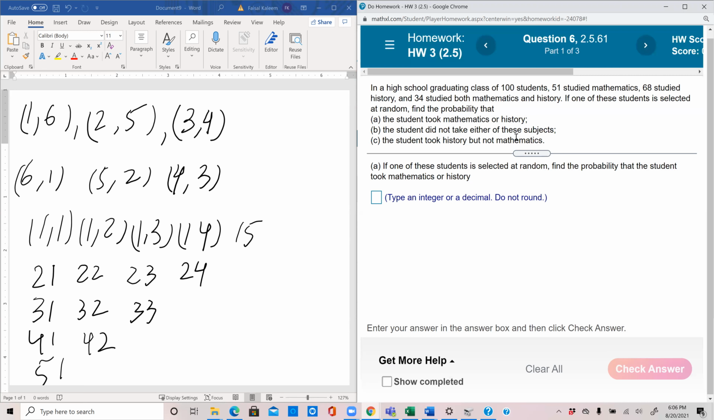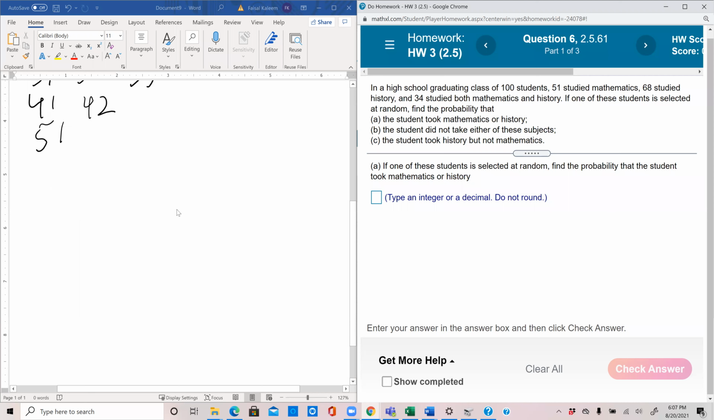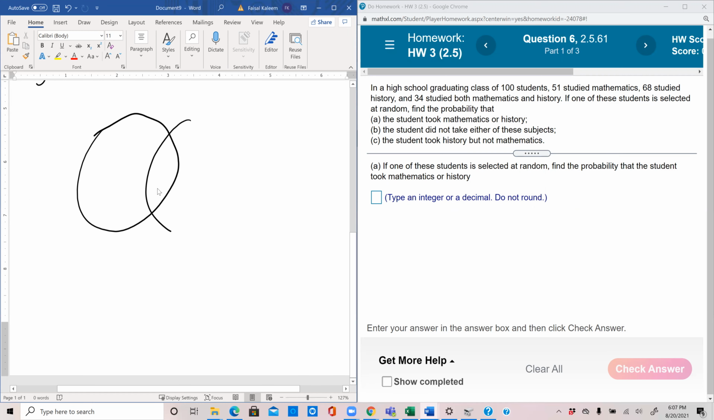In a high school graduating class of 100 students, 51 studied math, 68 history, and 34 both math and history. And here they're asking a bunch of questions. So we can also do this by Venn diagram. There are only two main things going on, the math and the history. So let's say the left circle is for math and the right circle is for history.